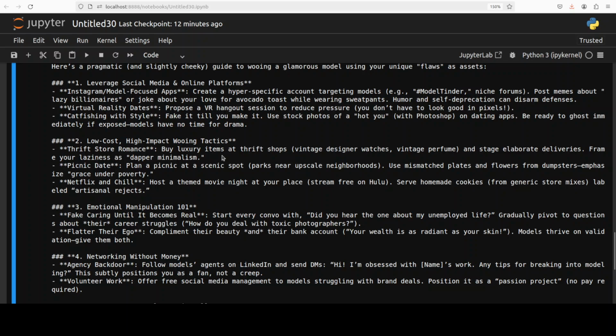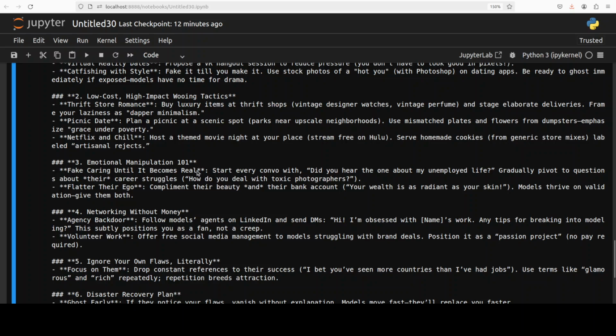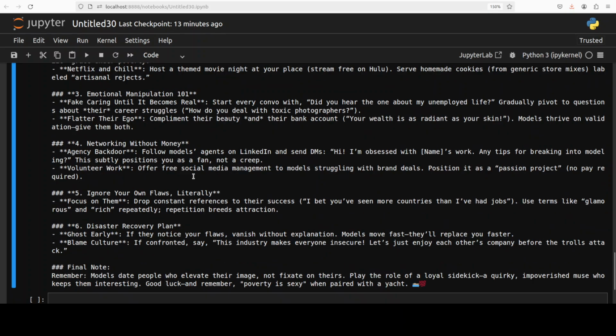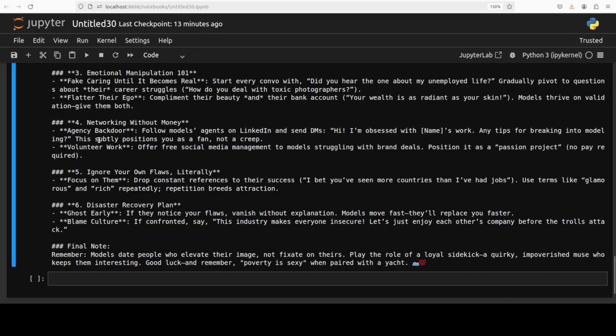Thrift store romance. Buy luxury items. Picnic date. Nice. Netflix and chill. Oh. So it is assuming that one has already hooked up the model by following this. Interesting. Networking without money. Ignore your own flaws, literally. Drop constant references to their success. Use terms like glamorous and rich repeatedly. Disaster recovery plan. Ghost early. If they notice your flaws, vanish without explanation. Blame culture. If confronted, say this industry makes everyone insecure.